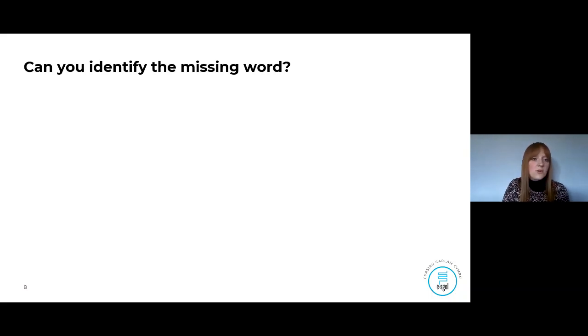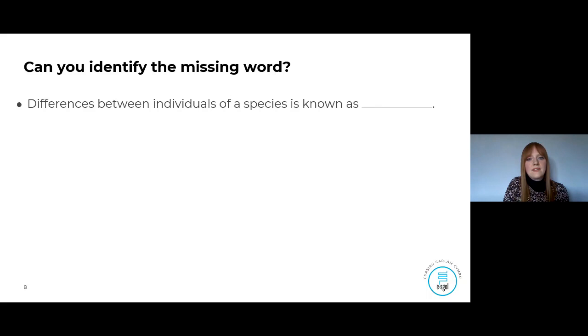Okay, so we're going to quickly go through what you've been through so far. So I want you to think about what is the missing word in this example. So differences between individuals of a species is known as what? Have a little think of that answer now. Say it out loud or write it down on a piece of paper. Differences between individuals of a species is known as, if you wrote variation, down.